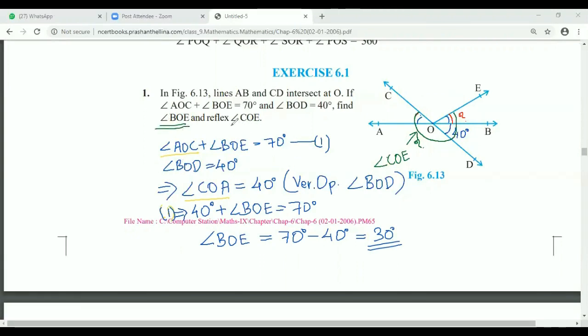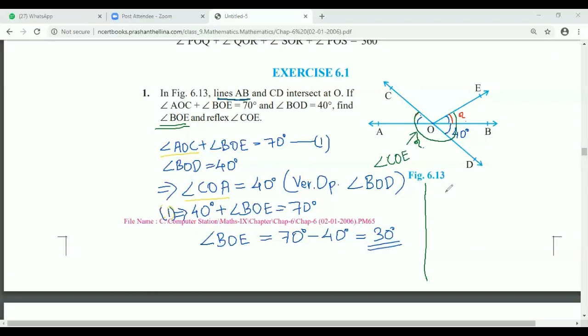Next we have to find angle COE. How to find angle COE using this given data? Let's look at the figure and think about how to find that. Angle COE is a reflex angle, so that is a sum of all these angles. Clearly you can see that AB is a straight line. From the question it is clear that AB is a straight line. So angle AOB is a straight angle.